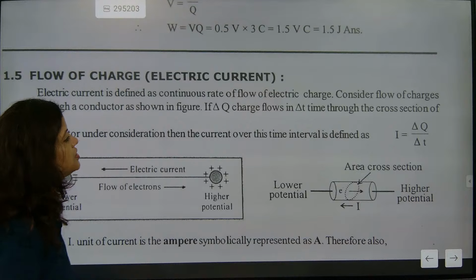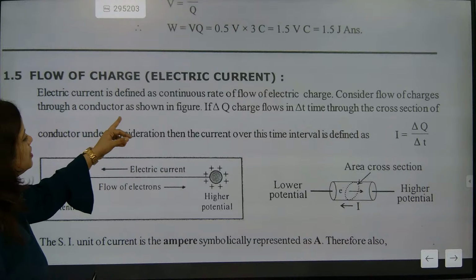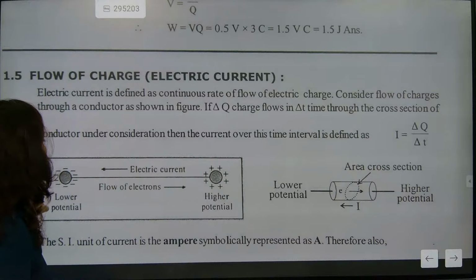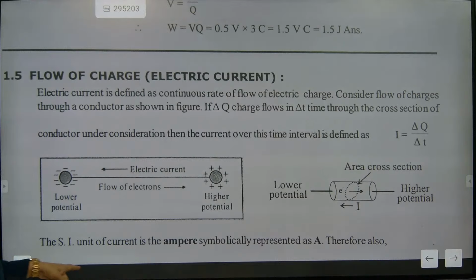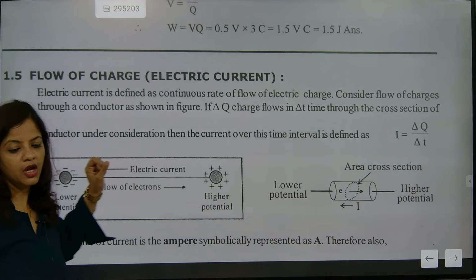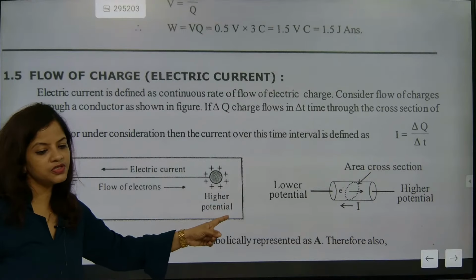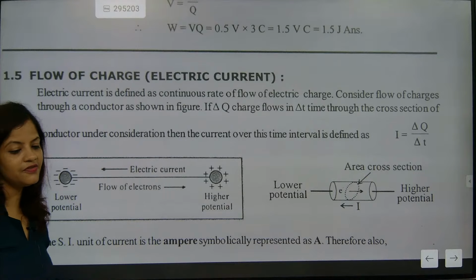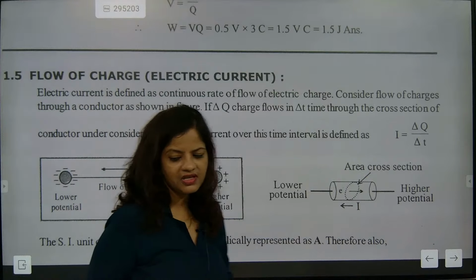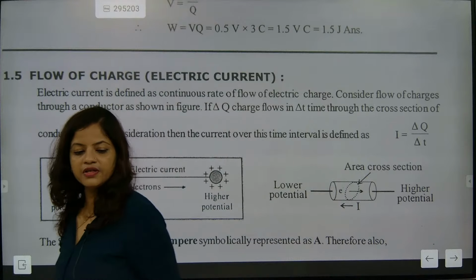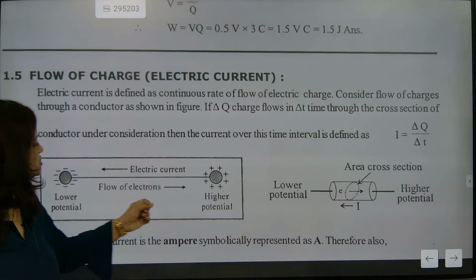So considering the flow of charges through a conductor, we are going to check the flow of charge here. This is lower potential and this is higher potential. Lower potential is considered as negative. Higher potential is considered as positive. We have done this in the circuit itself, beta. At the time we were drawing the circuit, the negative part and positive part will be there.